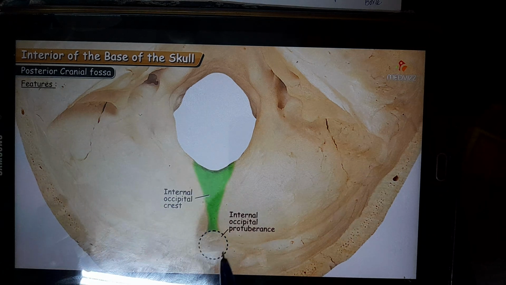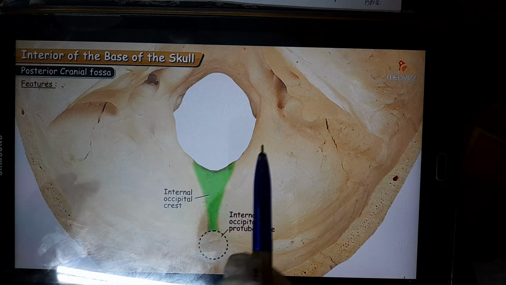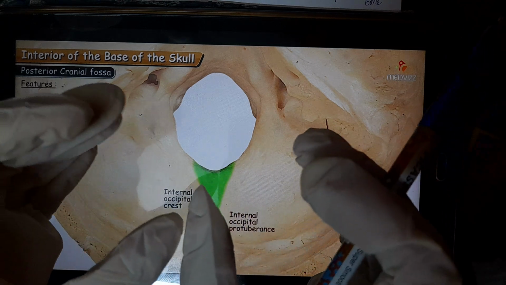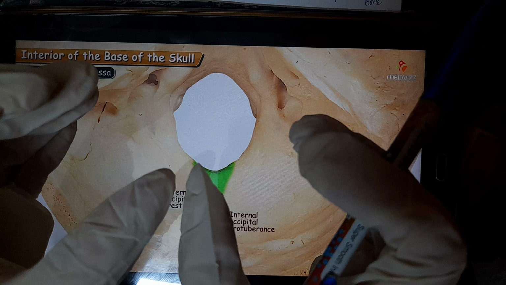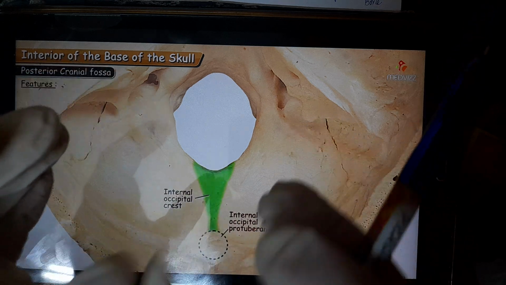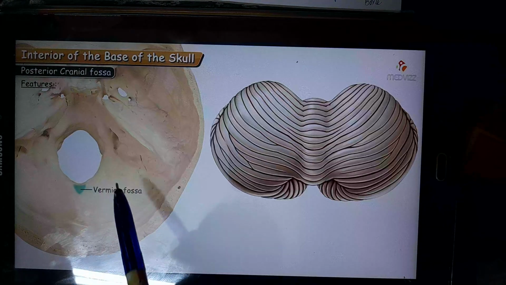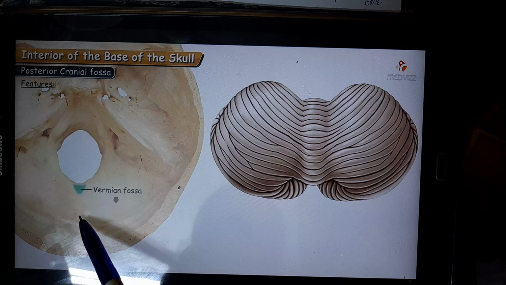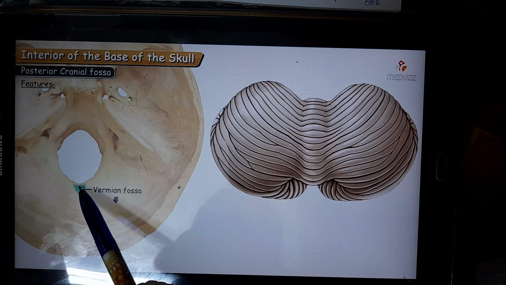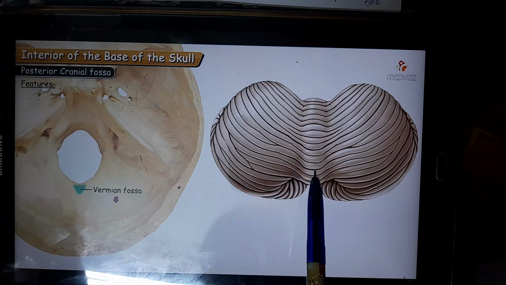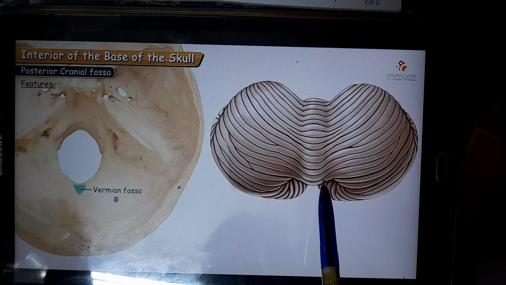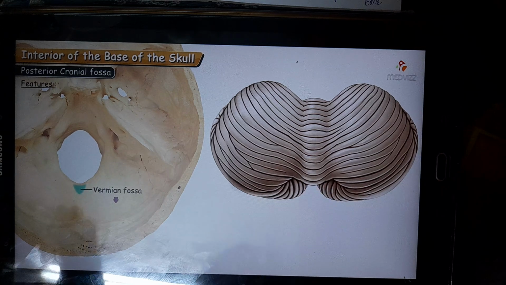Just anterior to this internal occipital protuberance, this is your internal occipital crest. Now this crest is going to divide both halves of your cerebellum into two cerebellar hemispheres like this. Now just a little bit anterior to your internal occipital crest, you have this Vermian fossa, and this Vermian fossa is going to lodge the inferior most portion of the vermis of the cerebellum.